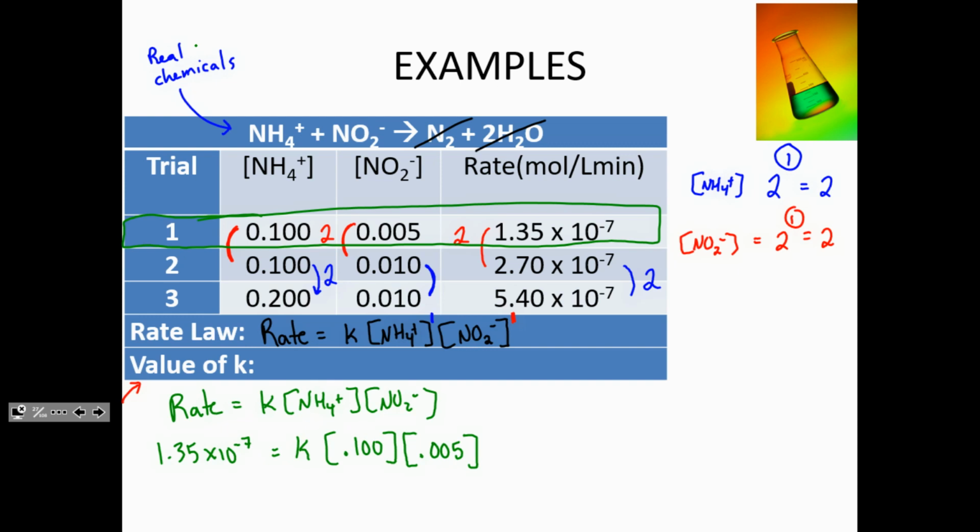When I solve for the letter K, my value is 2.70 times 10 to the negative fourth. And there are no units for the specific rate constant. But this specific rate constant is unique for this particular reaction.